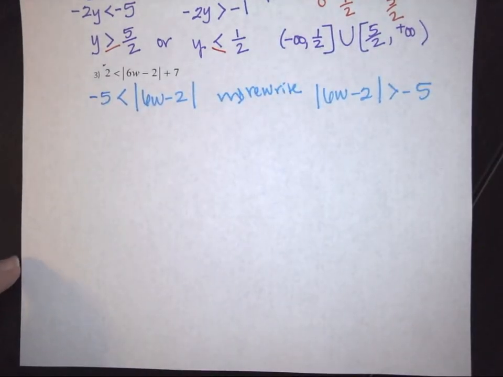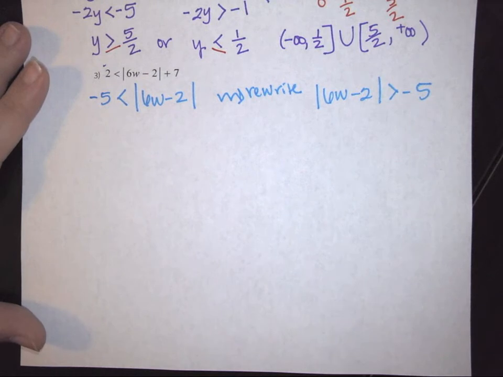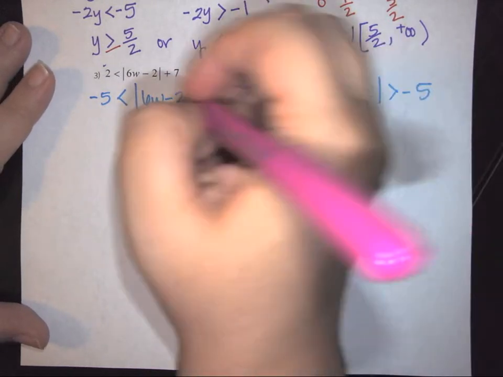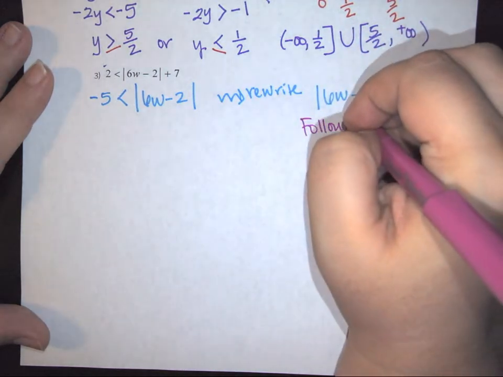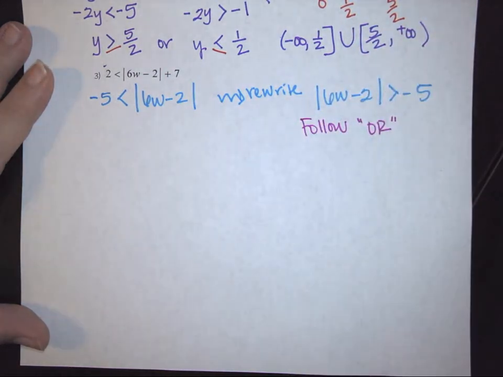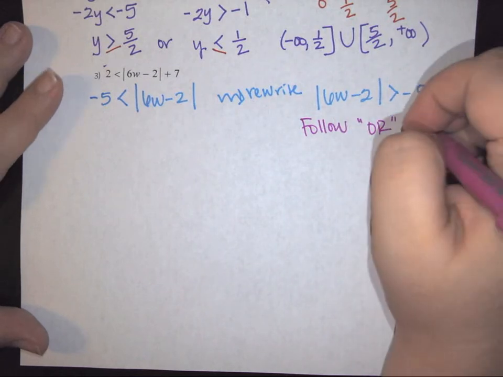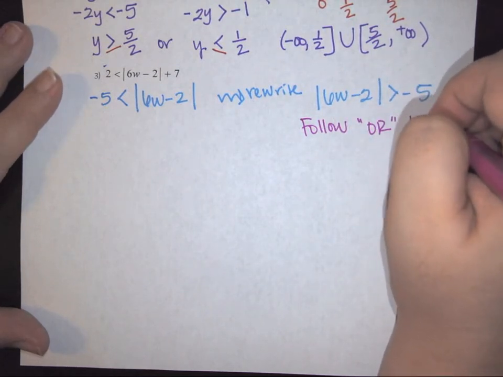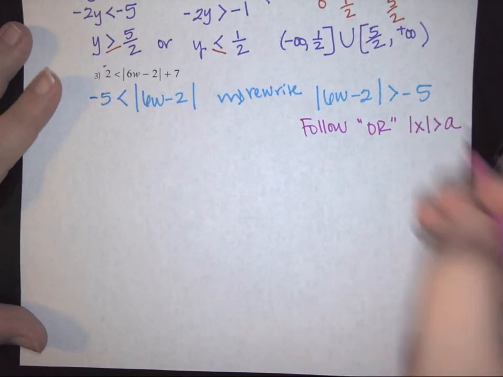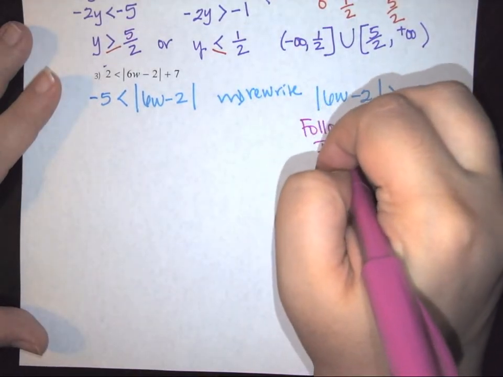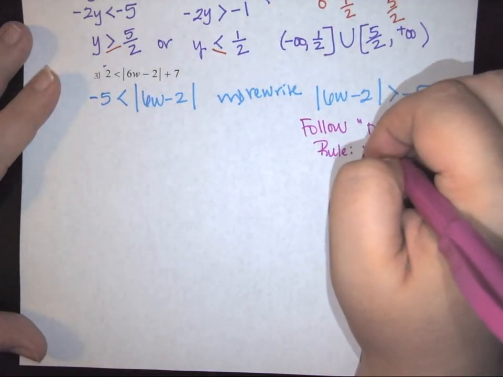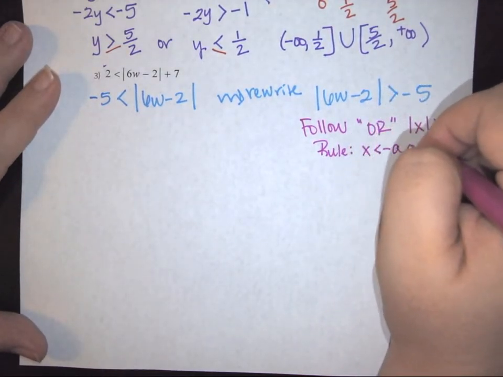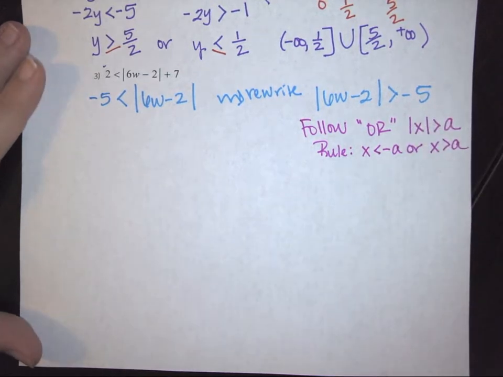So here, if we look at it, what you should be able to tell is that we are going to follow the OR absolute value, because my absolute value resembles the absolute value of x greater than a. And this means that the rule that we're going to use is that x is less than -a, or x is greater than the positive.